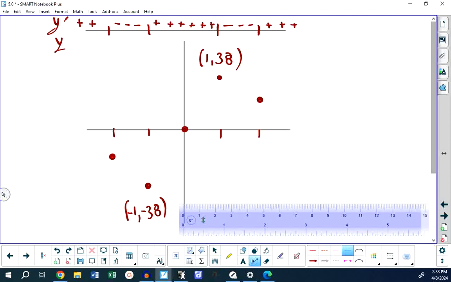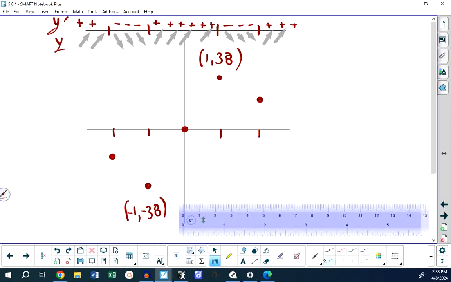What it means is that the function is increasing and then decreasing and then increasing and then decreasing and then increasing. And that allows us to kind of get an image in our brain of what we're about to draw. The function is going to increase to this point, then it's going to decrease, and then it's going to increase.